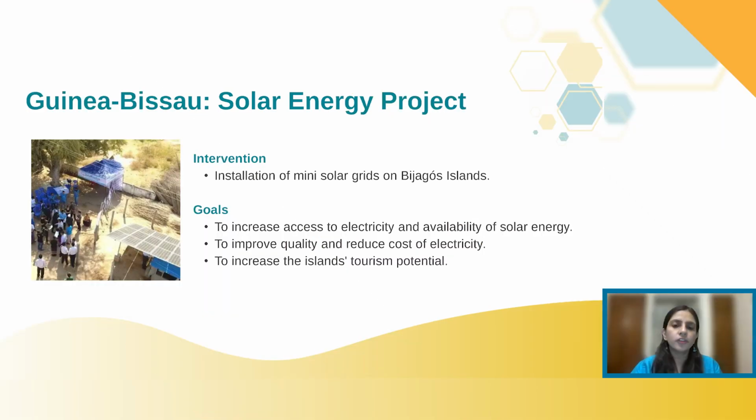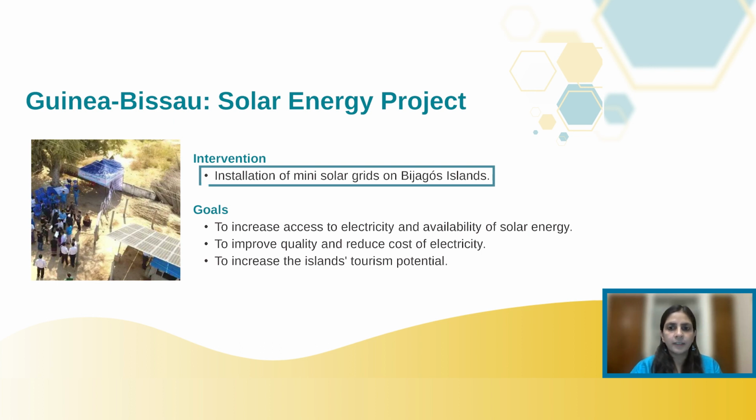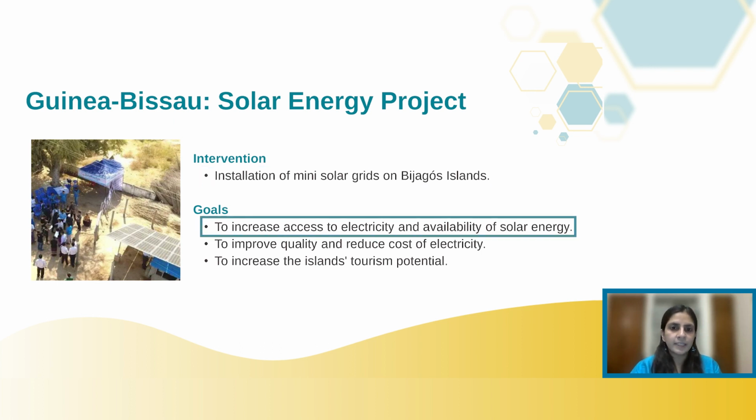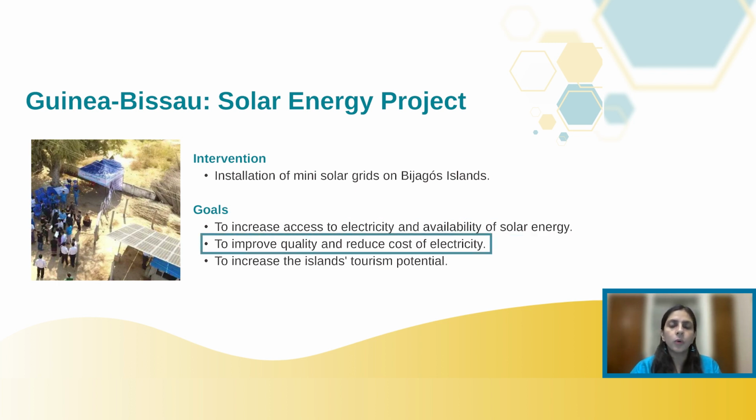This case study is of a project funded by the World Bank for solar energy provision in Guinea-Bissau, a small country on the West African coast with a population of 2 million inhabitants. The project, which started in 2021 and is expected to achieve completion by 2025, consists of installing mini solar grids on the Bijigos Islands. Its objective is to increase access to energy in Guinea-Bissau. The mini grids will also contribute to improving the quality and reducing the costs of electricity supply. It is also hoped that the installation will have positive impacts on tourism activities.